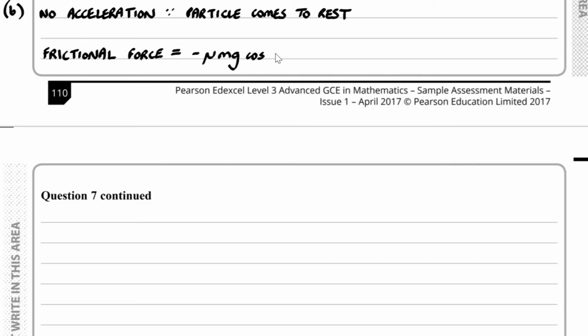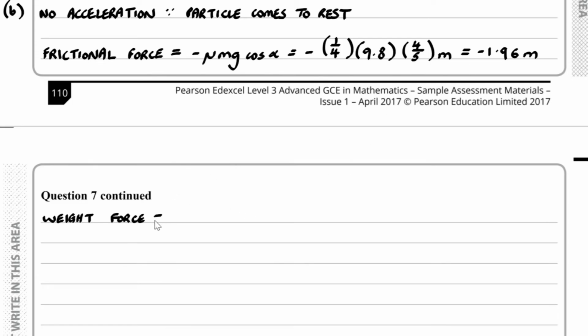mg cos alpha. So, working this out, I've got minus, well I know what mu is, that's 1/4 times, well we'll leave the m at the end, but times this by 9.8, and then times by cos alpha, which is 4/5, and then we times this by m. So it turns out the frictional force is minus 1.96 m.